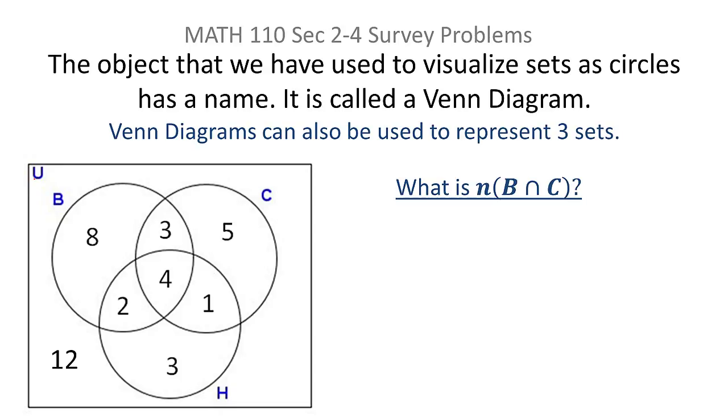One thing I could ask is, how many elements are there in the intersection of B and C? Well, if you look through here, B and C intersect there. That's the intersection. That's where they overlap. So obviously, that would be 3 plus 4 or 7. So there are 7 elements in the intersection of B and C.